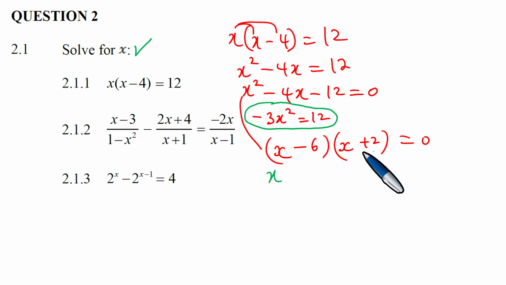So now at this point, what do we do here? What do we do from these brackets? What do we do? Negative 6 times 2. Remember, we need to solve for x. We need to get the values of x. So what do we do?